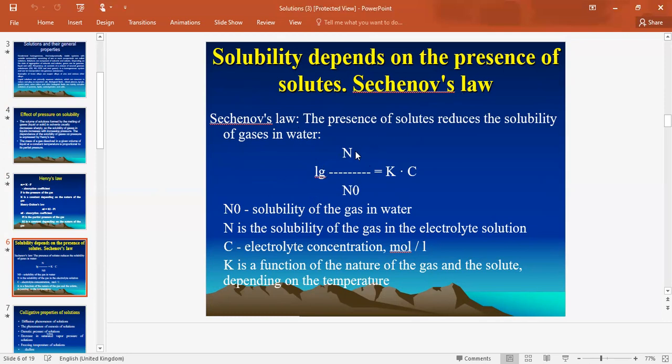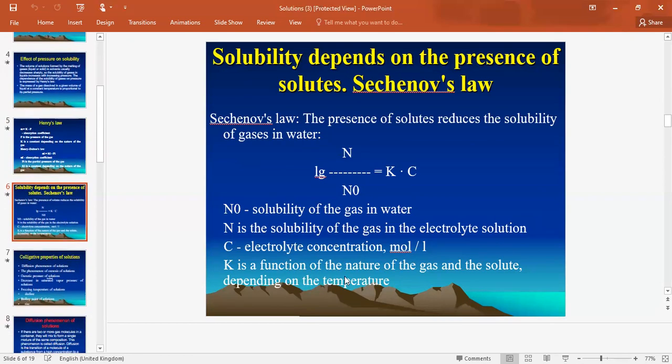Here, lg is the logarithm, n0 is the solubility of gas in water, and n is the solubility of gas in electrolyte solution. C is the electrolyte concentration, and K is a function of the nature of the gas and the solute, depending on the temperature. Is it clear? In this slide, first we discussed what is a solution, then solubility depending on temperature. Three laws were discussed: Henry's law, Dalton's law, and Sechenov's law.